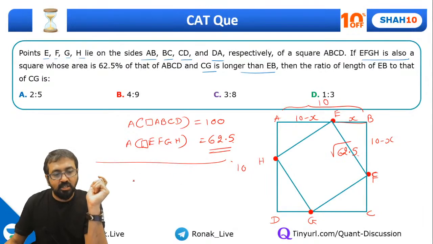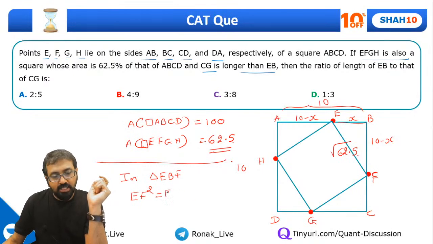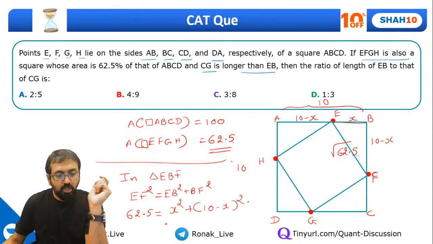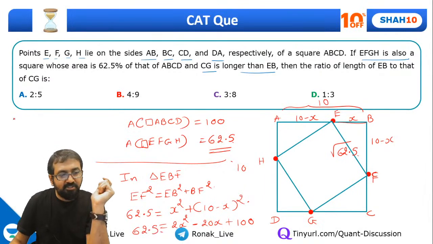Now I can apply the Pythagoras theorem in triangle EBF, where angle B is 90 degrees. EF square is equal to EB square plus BF square. Isn't that so? So what is EF square? 62.5 is equal to EB square, that is x square, plus 10 minus x whole square. If we solve this, we'll get 2x square minus 20x plus 100, which is equal to 62.5. Simplifying this equation, I'll get 2x square minus 20x plus 37.5, since 100 minus 62.5 is 37.5, equal to 0.